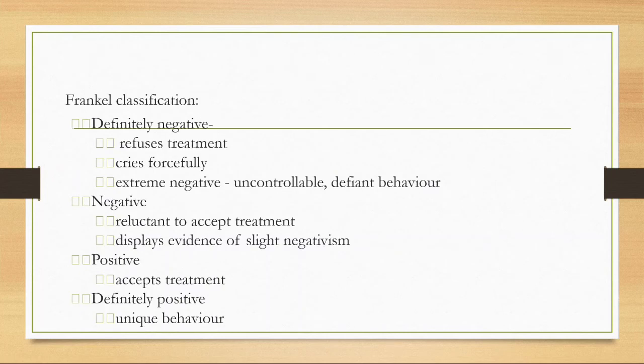And we have the Frankel classification. The Frankel scale is given as definitely negative, negative, positive and definitely positive. In definitely negative, as the name suggests, they refuse treatment, cry forcefully and show very negative, uncontrollable and defiant behavior. Whereas negative is they are reluctant to accept treatment and display evidence of slight negativism. Positive means they accept treatment. Definitely positive is unique behavior, they are pleasant, they accept treatment without much problems.